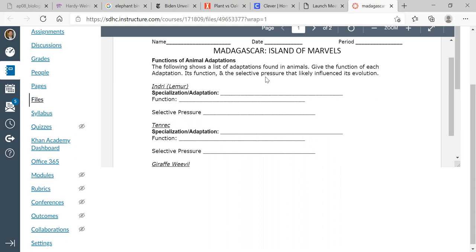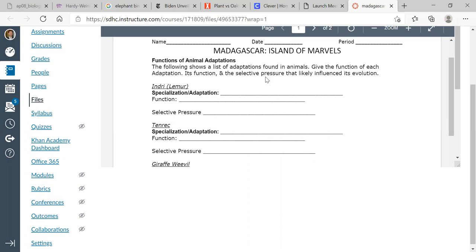So whether it's the indri or the sifaka or all the different lemurs I mentioned, you could say their specialization is they have a lot of dexterity in their hands. They have opposable thumbs to live in the trees, and the selective pressure would be their environment.